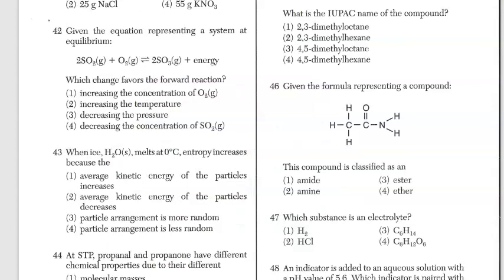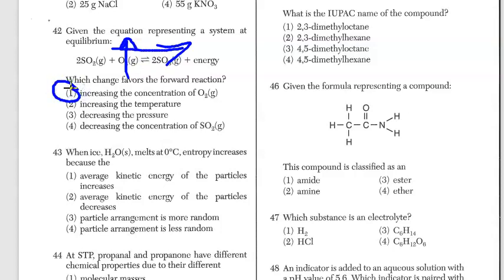Question 42. We have an equation in equilibrium, and you're asked which change favors the forward reaction. Remember, your forward reaction is from left to right, reversed is from right to left. So we're looking at the forward reaction here, and which change favors it. So number one, increasing the concentration of O2. If you add to one side, the shift is away from that side. That actually should be our answer, choice 1.